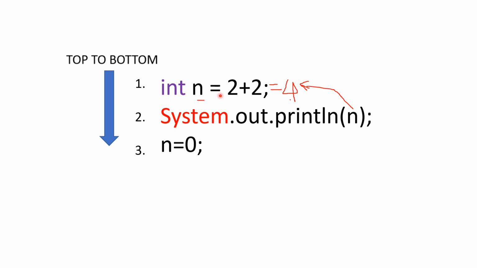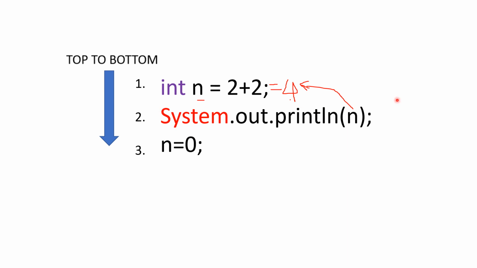So in this, the first line is n. So n is declared, then the value of 4, that is 2 plus 2, is initialized. And after that we have the second line, that is the print statement. So the print statement will now be executed. So in the print statement, at this current instant, the value of n was 4.